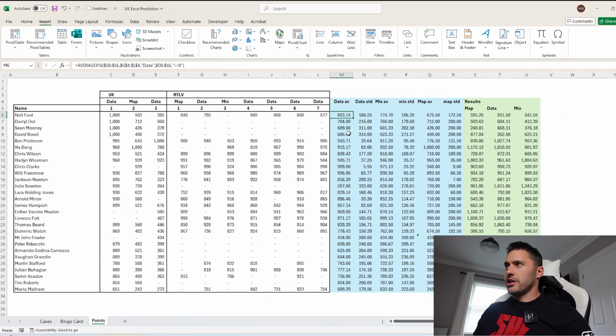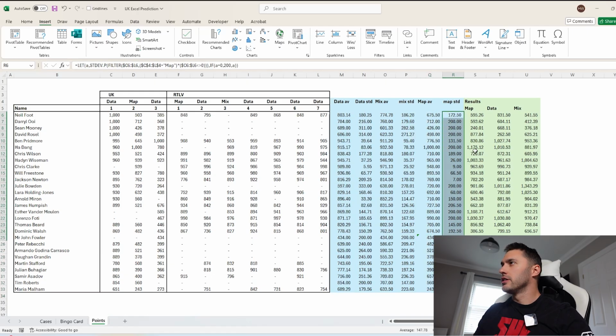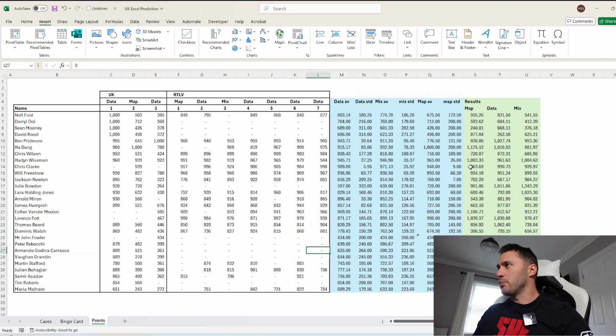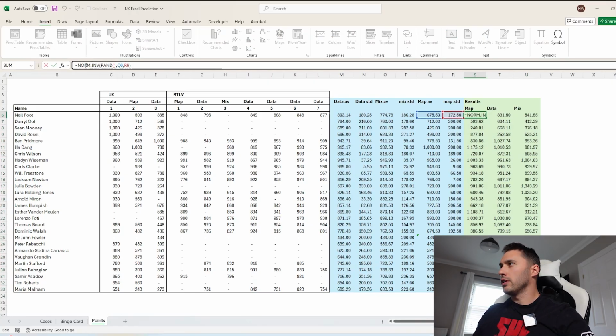Okay, so I've quickly just set up an average for each person on data cases, mixed cases and map cases, and standard deviation. If there isn't a standard deviation, like if someone's only done 1 case, I just put it to 200. And then this is my random simulation. I'm just going to quickly cap the floor at 200 points, because I think most people are going to get 200 points on at least each case.